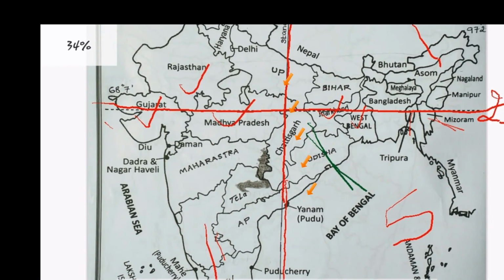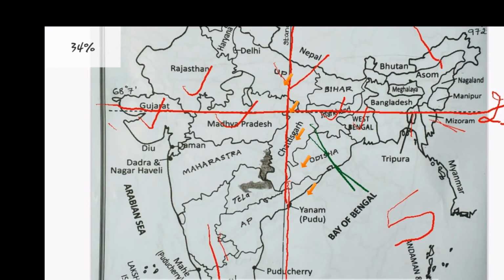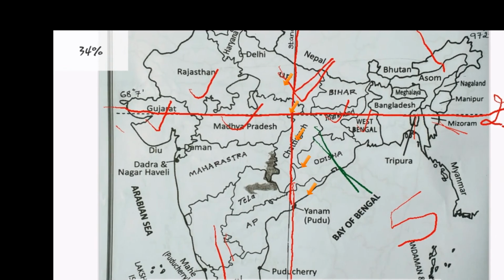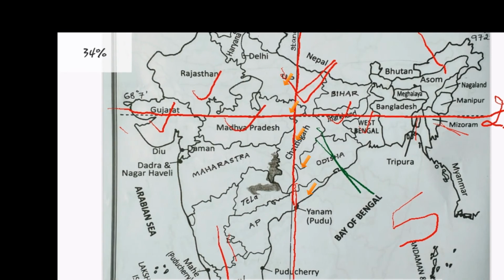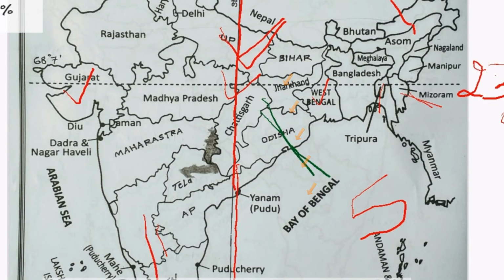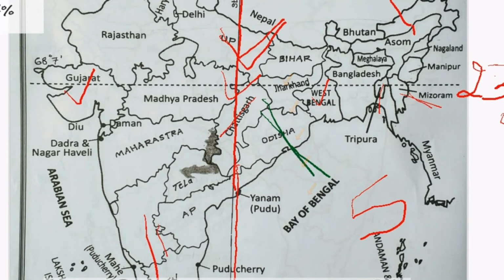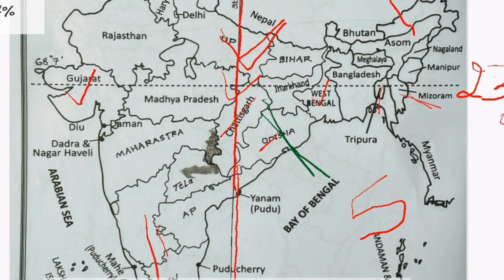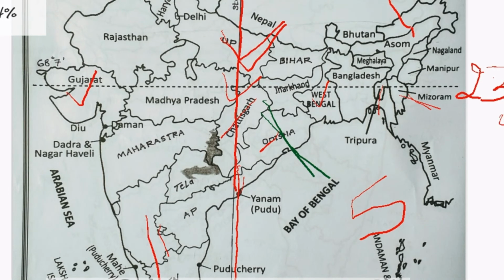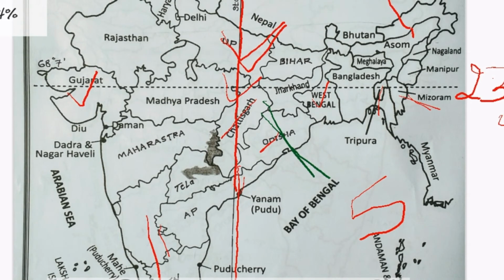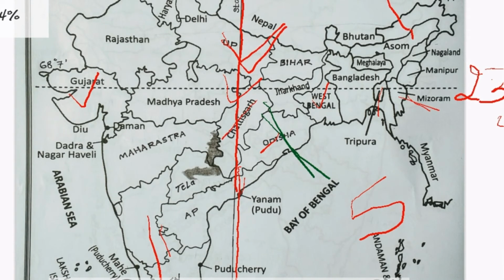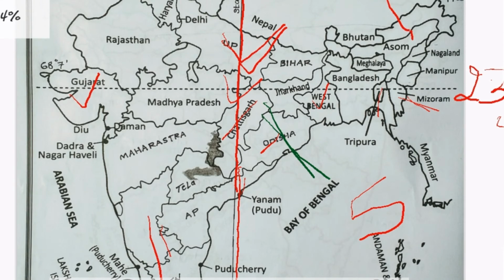One is Uttar Pradesh, and another one is Madhya Pradesh, and next one is Chhattisgarh, and next Odisha and Andhra Pradesh. That means this 82½, the Indian Standard Meridian line, passing through 5 states. They are UP, Madhya Pradesh, Chhattisgarh, Odisha and Andhra Pradesh.